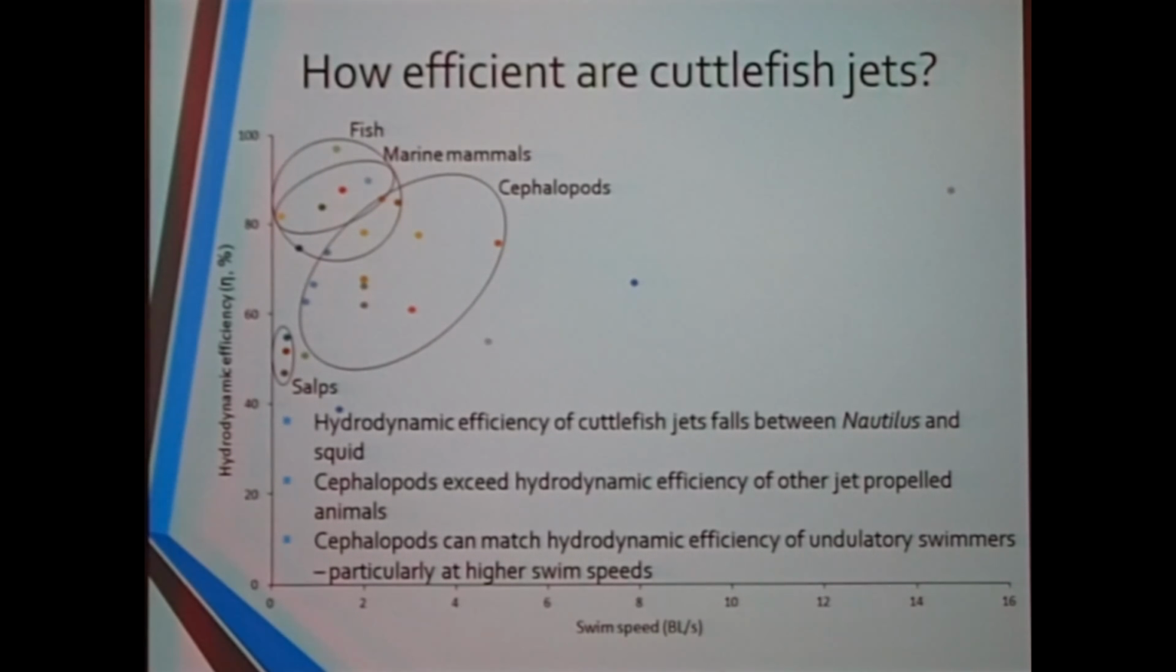We also found that there was a nice overlap between the fish and cephalopods, which suggests that cephalopods can match the efficiency of fish if they want to. But this was particularly true at higher swim speeds. They had to be at a high swim speed anyway to start to match this efficiency.